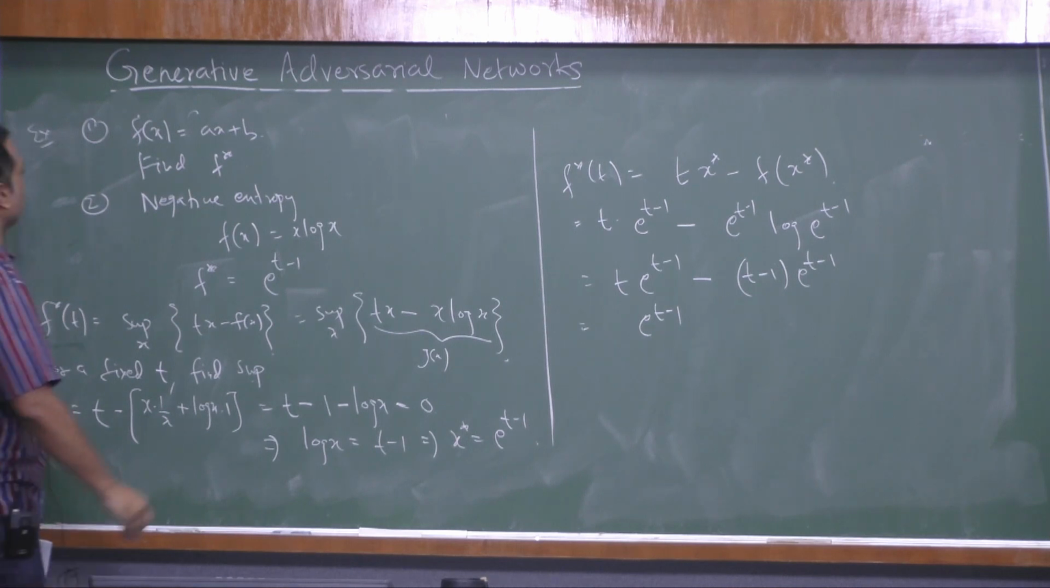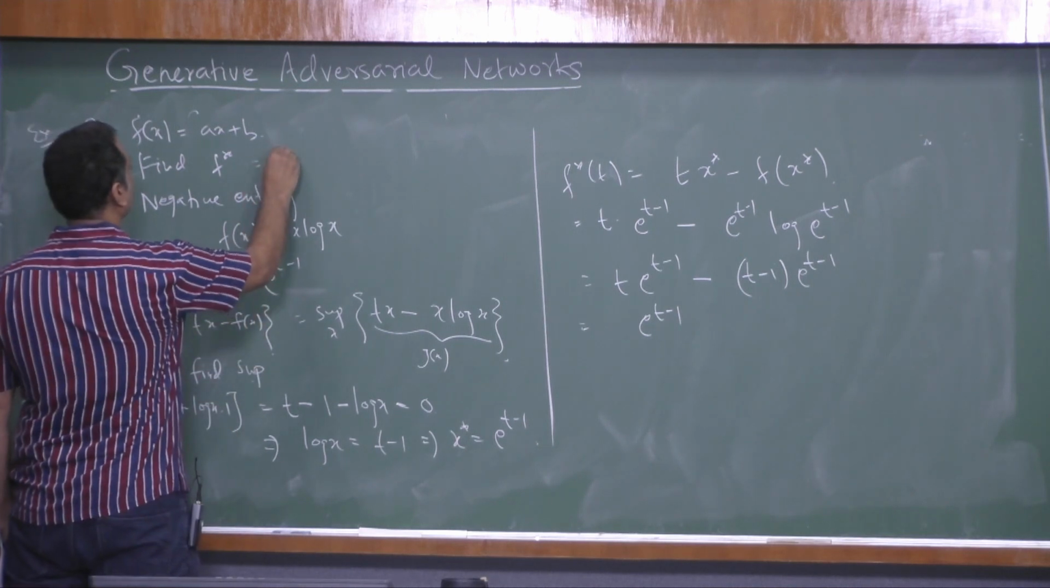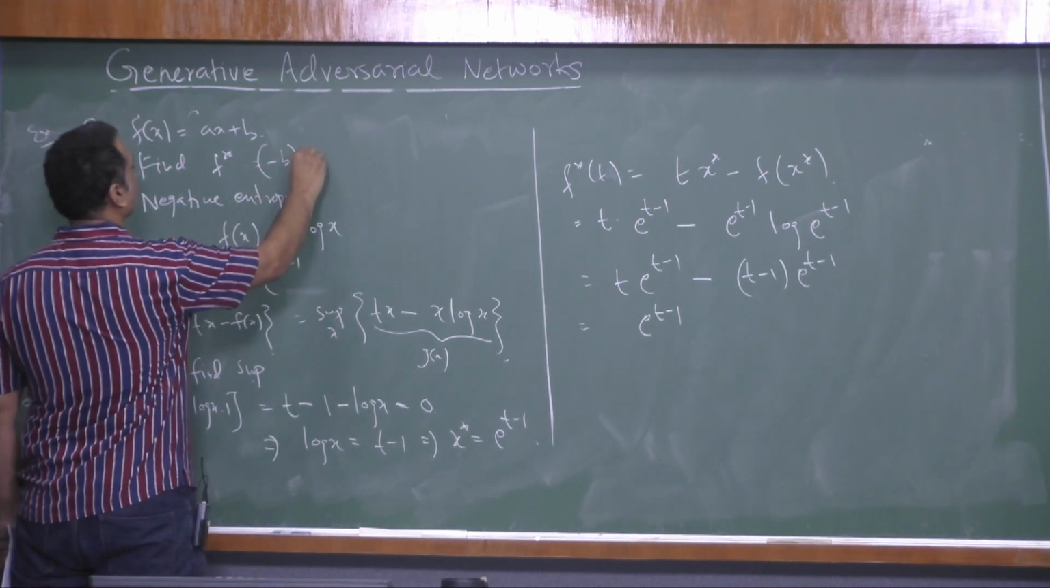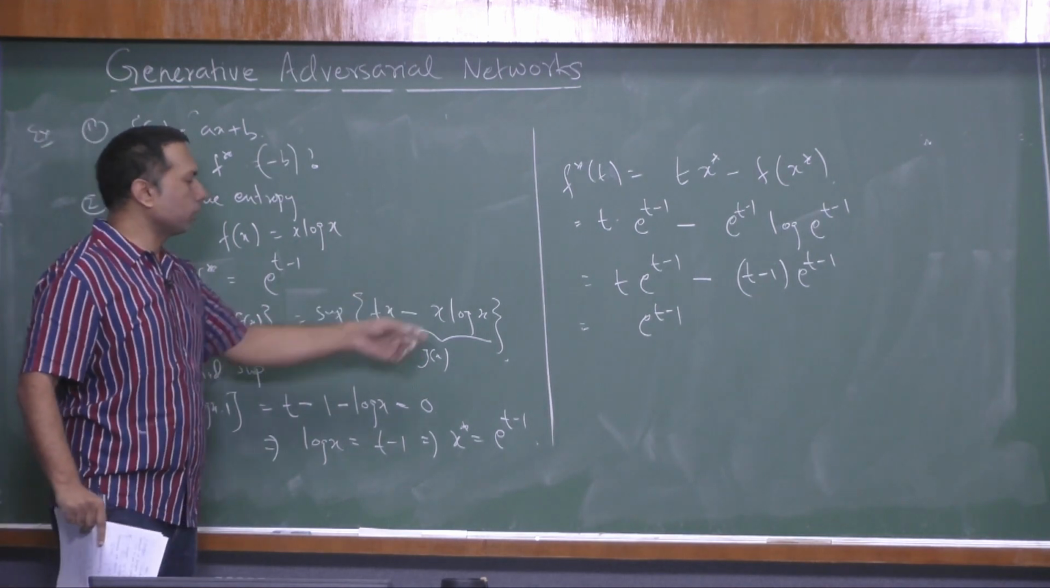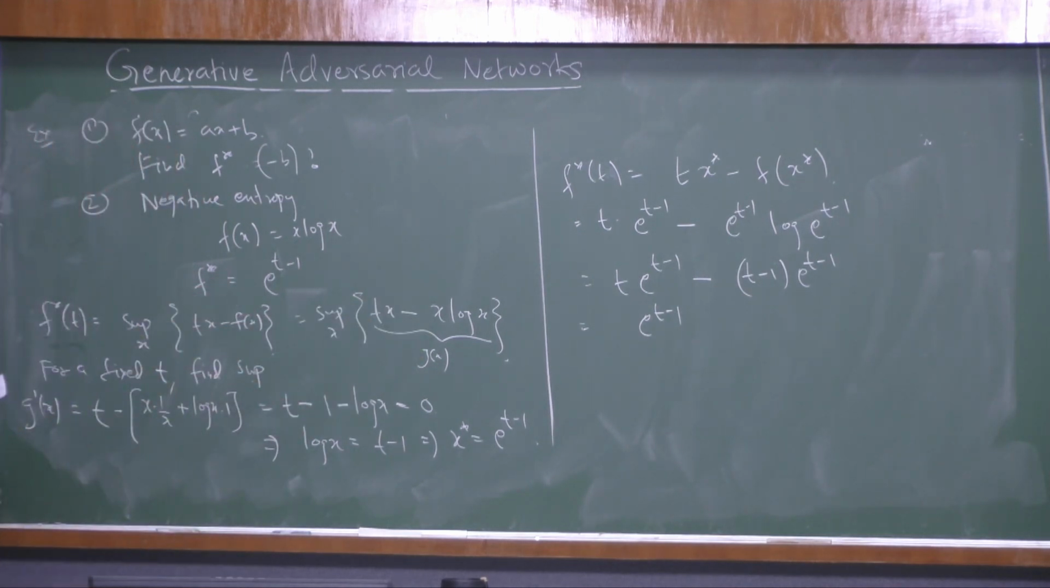Yes, that's right. So the answer to the first question is negative v. I put a question mark for others to verify. So this is how you compute that. Basically that's the idea: for a fixed t, you go ahead and see what could be the maximum value, and that gives you the conjugate.